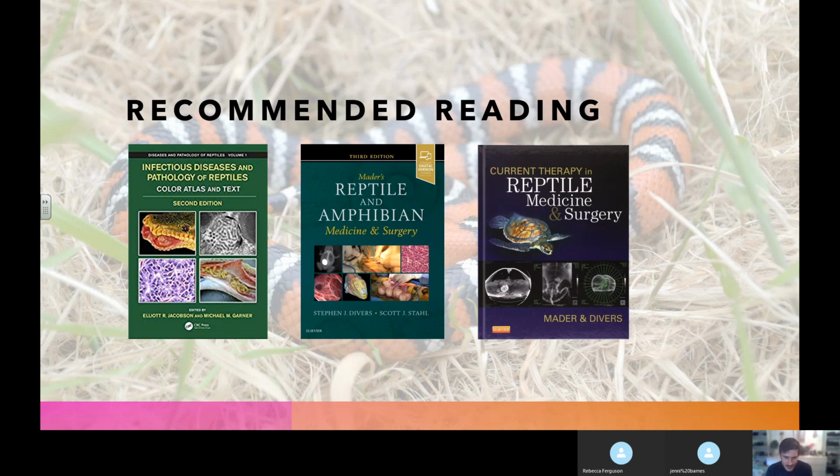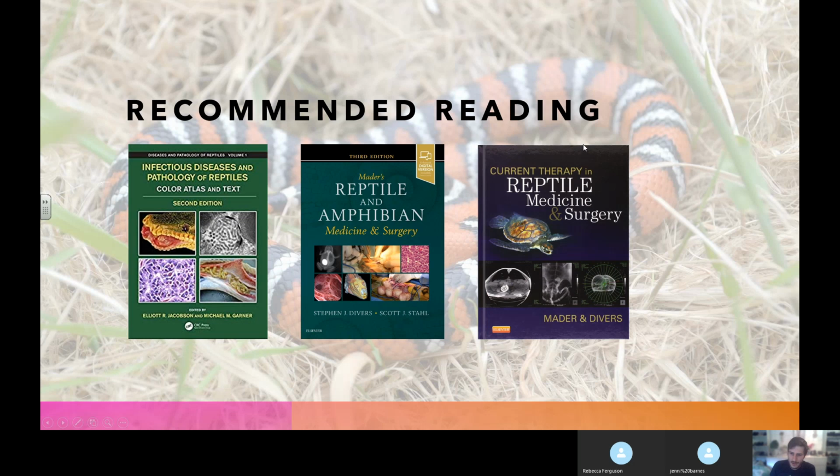The book in the middle, Reptile and Amphibian Medicine and Surgery by Divers and Stahl, is the most recent edition of the book which probably a lot of people will have heard of, which is Mader's Reptile Medicine and Surgery, the Bible of reptile medicine. And this latest edition is very, very thick. It's full of useful information and lots of information about viruses.